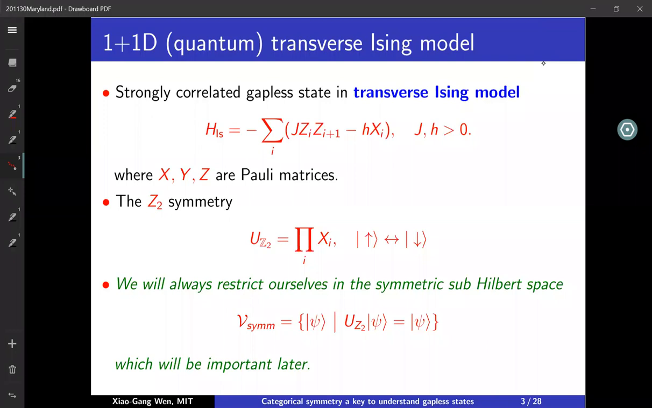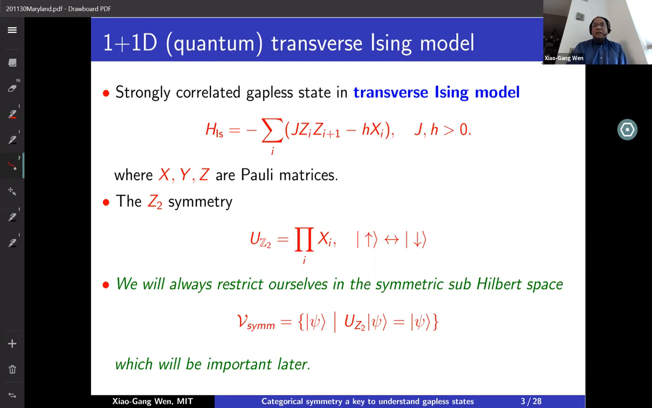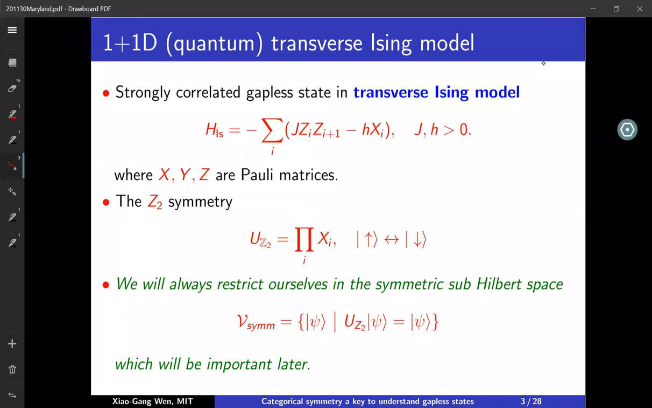Another question. I feel that what you call the categorical symmetry, at least in the 2+1 dimensional case or 1+1 dimensional case, is related to the so-called quantum double or the center of the category. Is that right? Yeah, right. So what will be the exact statement using the quantum double or the center of the category?